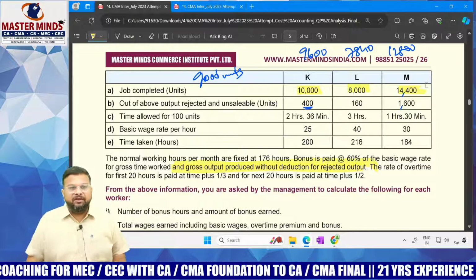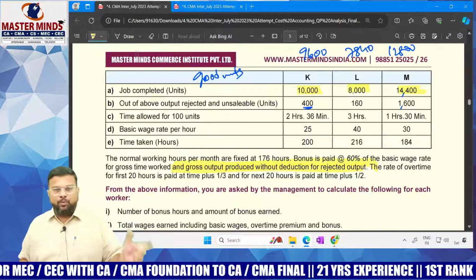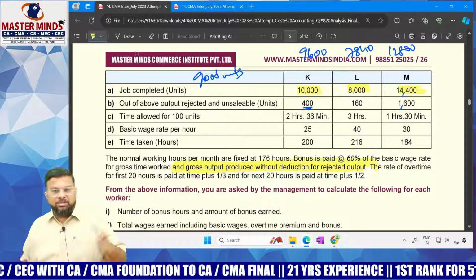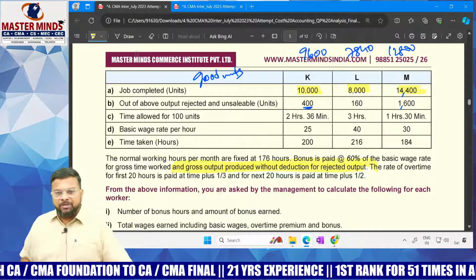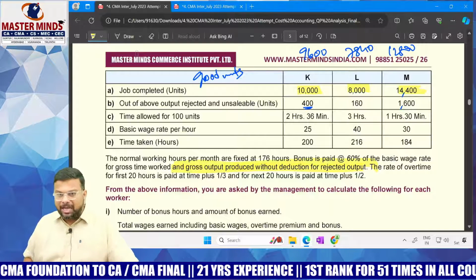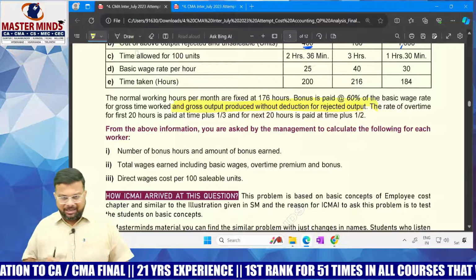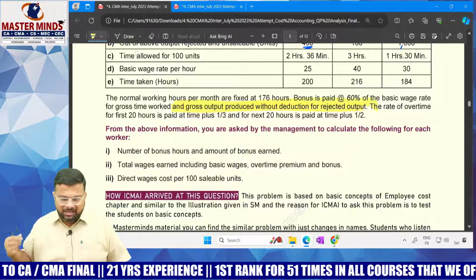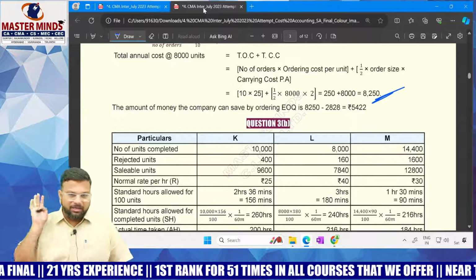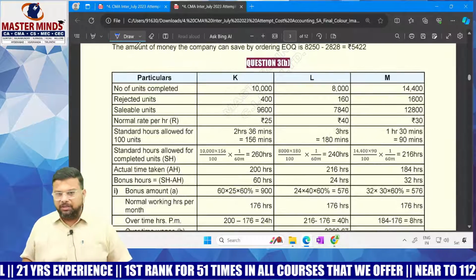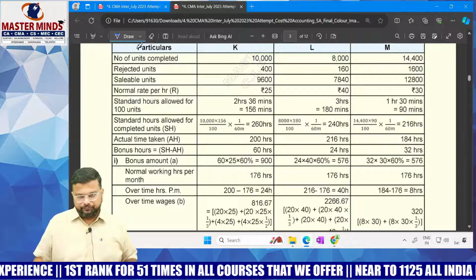The rate of overtime for the first 20 hours is paid at normal plus 1/3. And for the next 20 hours, normal plus 50%, one half. From the above information, you are asked by the management to calculate the following for each worker: bonus hours, net earnings, net direct wages cost per 100 saleable units. You can find this question as first question in our material. Solution is given here with accurate calculations, which will be very easy for you.